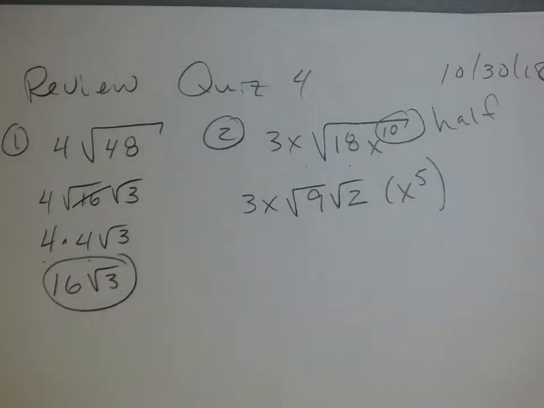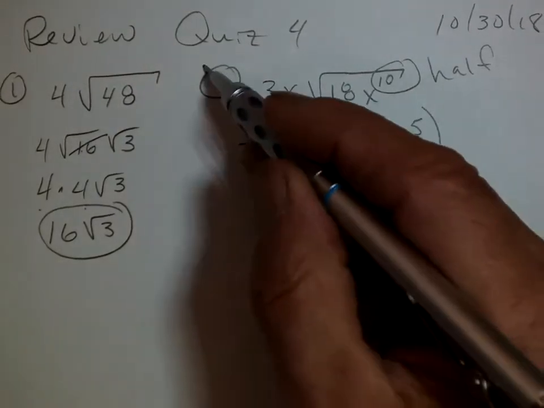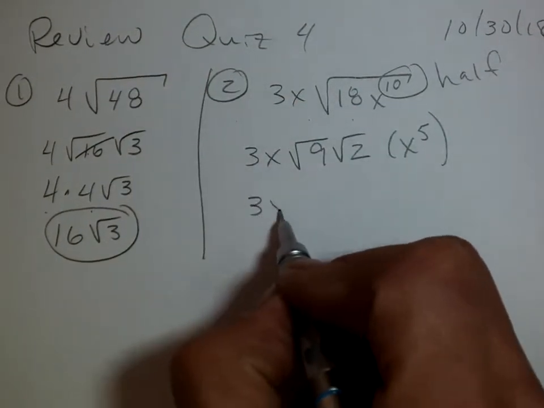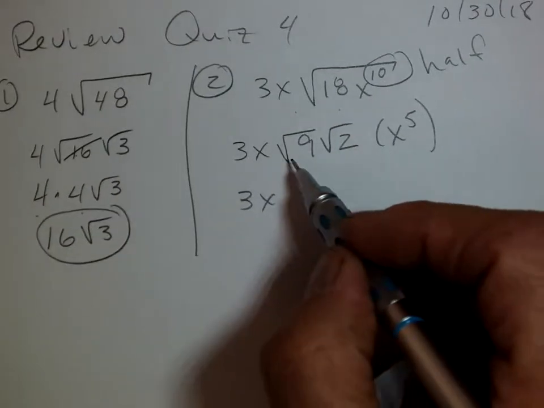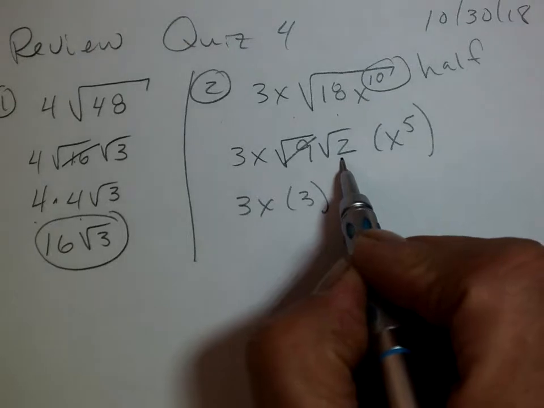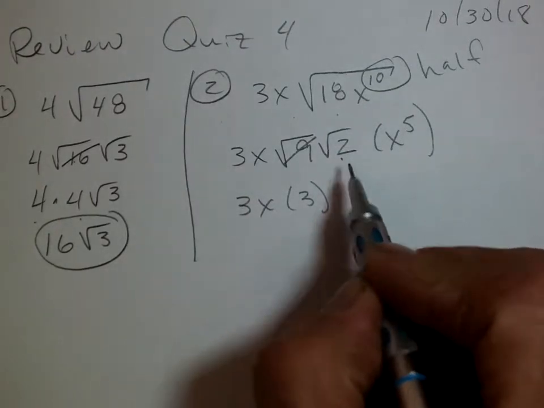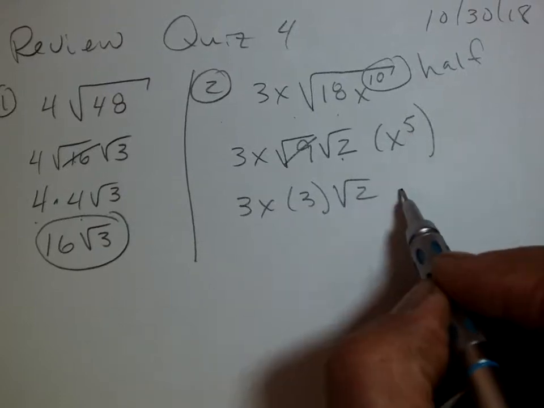Now there's more to do. It's not done. We've got to tidy it up a little bit. It's review day today. So the 3x is already out. Leave it alone. Square root of 9, 3. Square root of 2. That's like an ugly number, like 1.41, blah, blah, blah. So just leave it as the square root of 2. And the x to the 5th is already done.